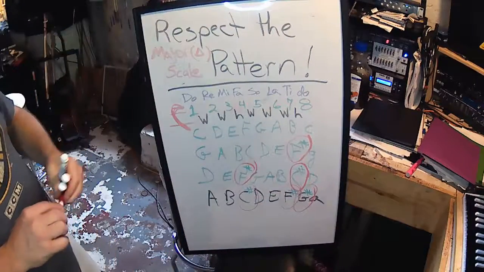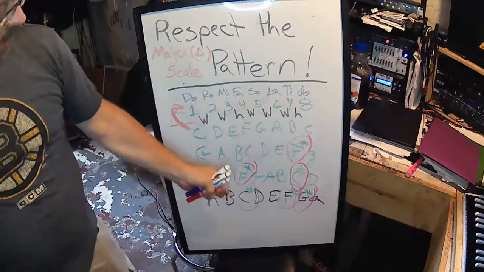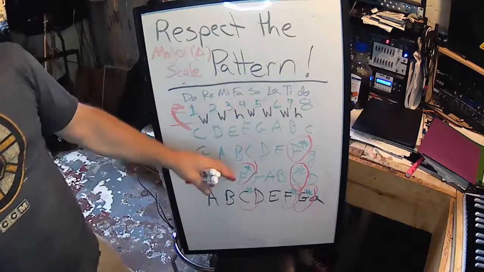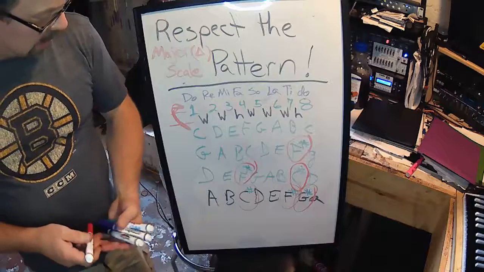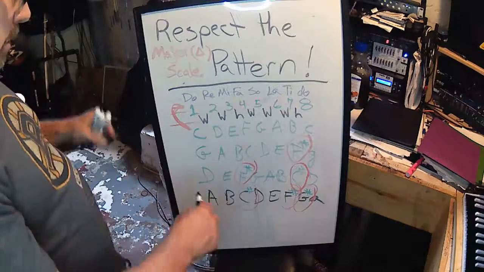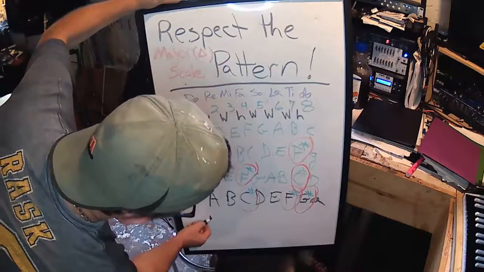Alright, we got 3 sharps in the key of A, 2 sharps in the key of D, 1 sharp in the key of G, no sharps in the key of C, and I'll do one more for you. Let's try this from E.